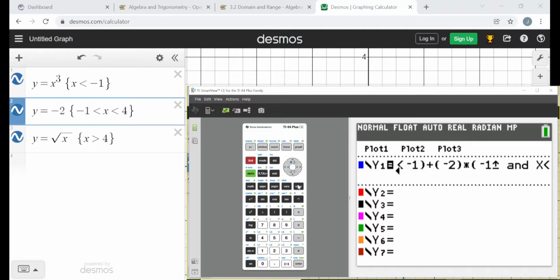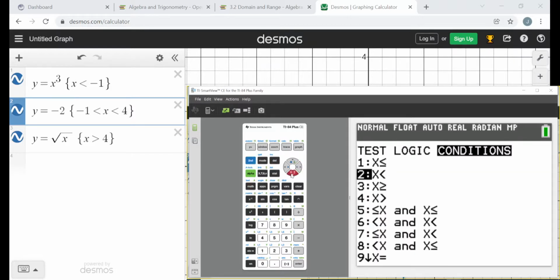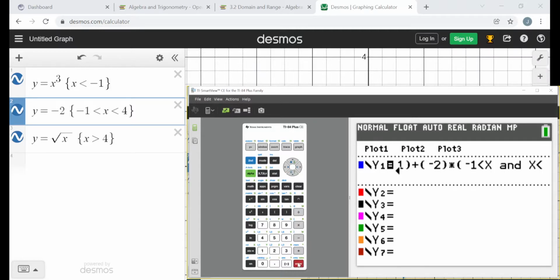Alright, let me go back. Actually, let me do this instead. Delete all this. So I put -1 first, and then that condition. That's a lot easier than replacing stuff. So, see, I like doing the Desmos more, as you can probably tell. So there, -1 less than x, and x is less than 4 at the same time.